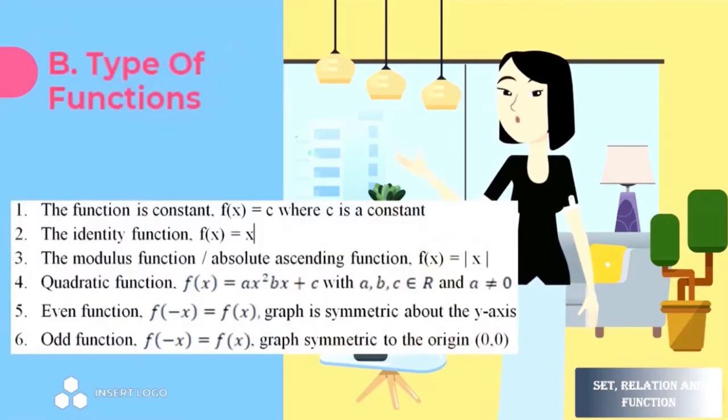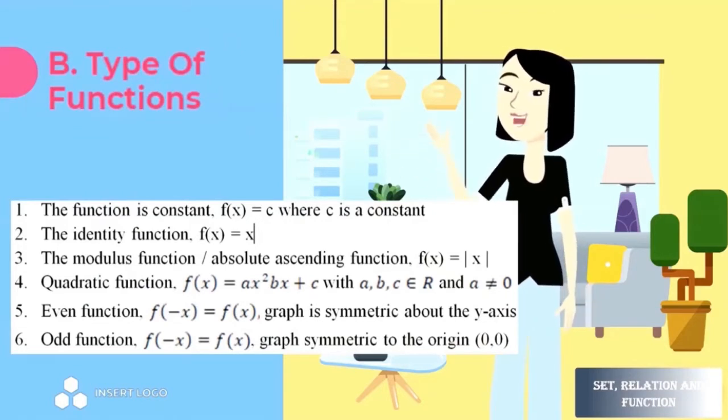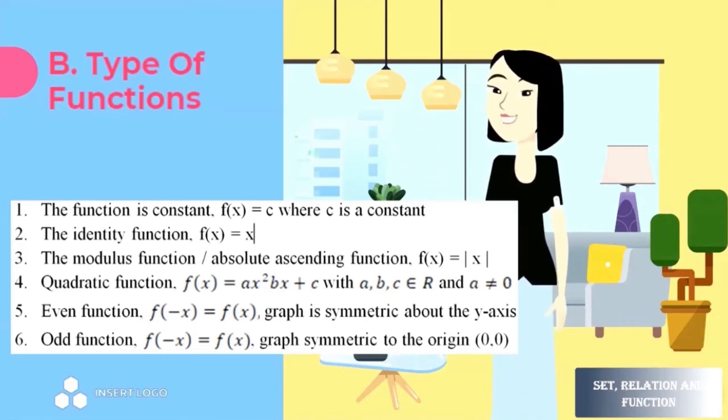5. Even function. f(negative x) is equal to f(x). This graph is symmetric about the y-axis. 6. Odd function. f(negative x) is equal to negative f(x). The graph is symmetric to the origin (0,0).